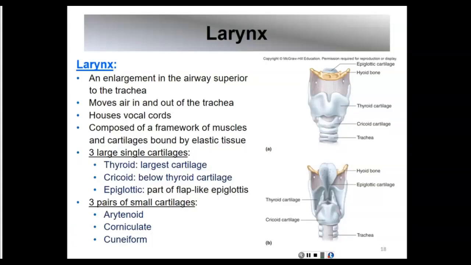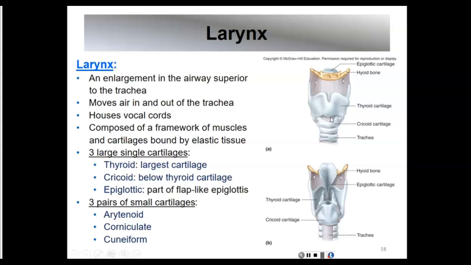So the larynx itself is this enlargement in the air passage superior to the trachea. It moves air in and out of the trachea. Your vocal cords are here. It has muscles and a lot of cartilage bound by elastic tissue. There are 3 large sections of cartilage. The largest one is called the thyroid cartilage.